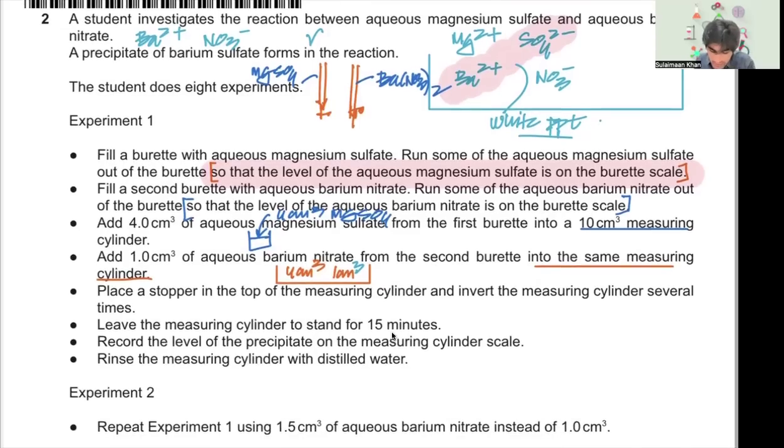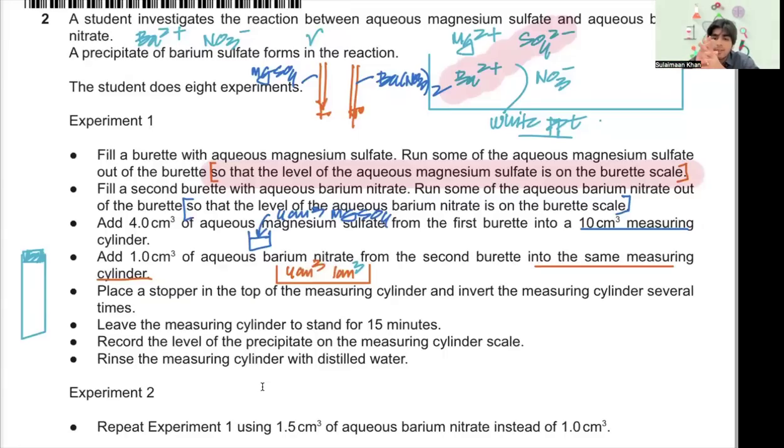Place the stopper in the top of the measuring cylinder and invert the measuring cylinder several times. So the measuring cylinder looks something like this. A stopper is like a bung, or you could think of it as a cork. So here you had 1 cm cube of magnesium sulfate, 1 cm cube of barium nitrate, and he starts shaking it, shaking it, shaking it. Why is he shaking it? Basically, he wants to ensure that the barium ions come into contact with the sulfate ions.